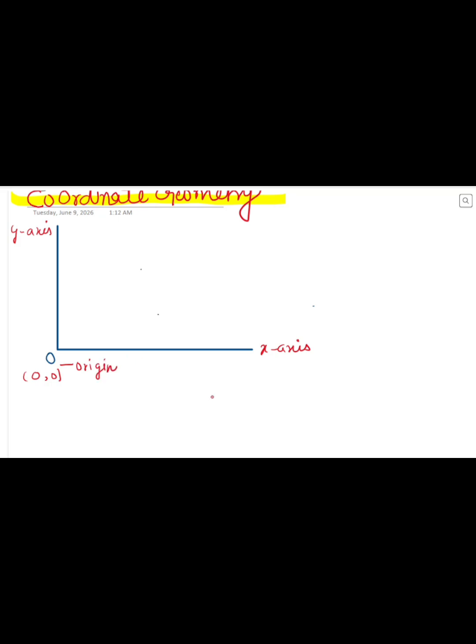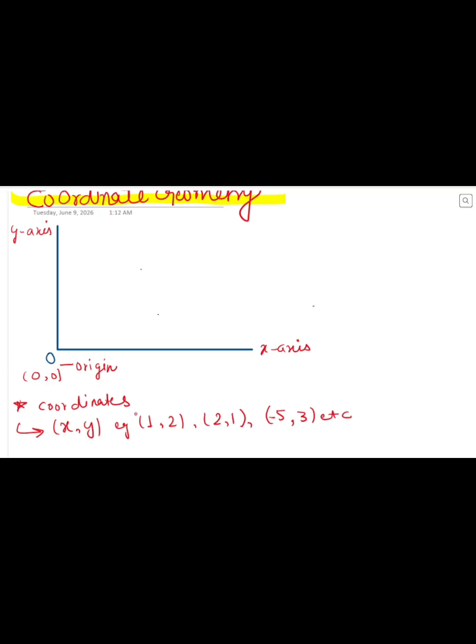Now the question is, how do we locate a point on this graph? For this we use coordinates, and they are written in the form (x, y). The first number, for example (1, 2), (2, 1), (5, -5), (3, etc.